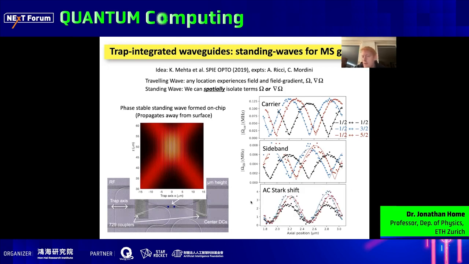And we can also look at the AC Stark shifts of our transitions, which are mainly due to dipole transitions. And we can see also that by changing position, we get a different amount of AC Stark shift, because actually at this point here, there's no intensity of the light present.